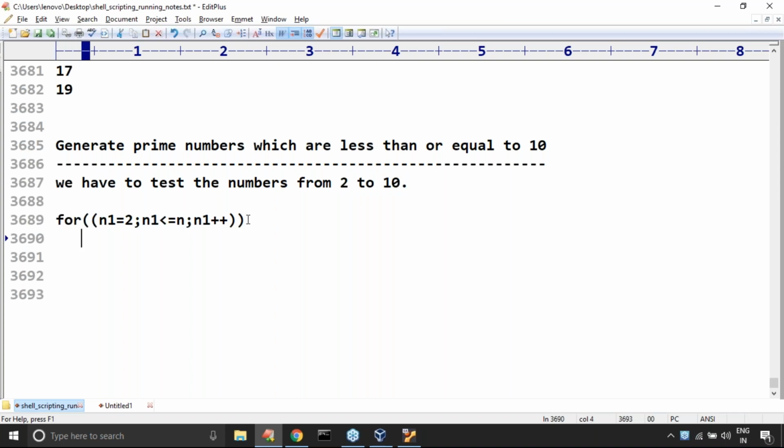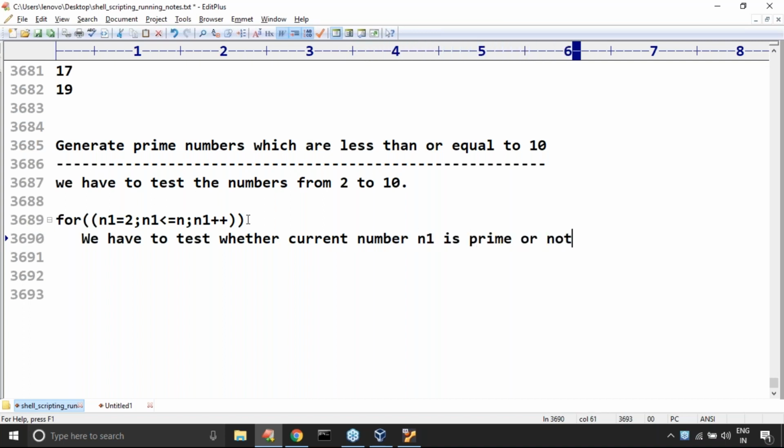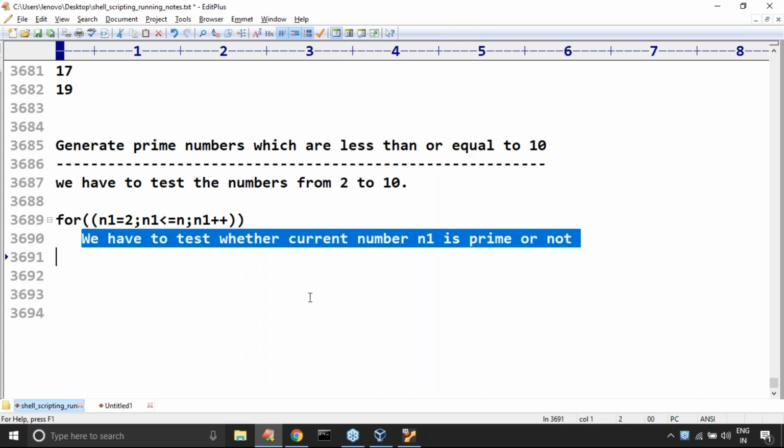Now we have to test whether the current number n1 is a prime or not. This is our job inside the for loop. First time n1 is 2, is it prime or not? Next time n1 is equal to 3, is it prime or not? Next time n1 is equal to 4, is it prime or not?